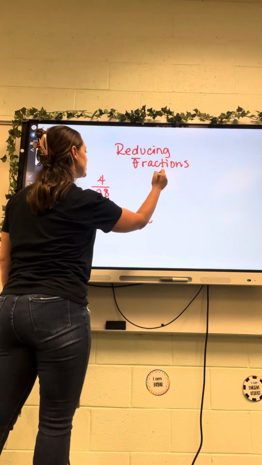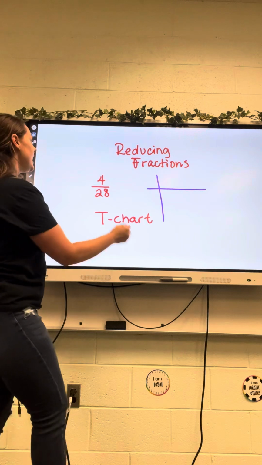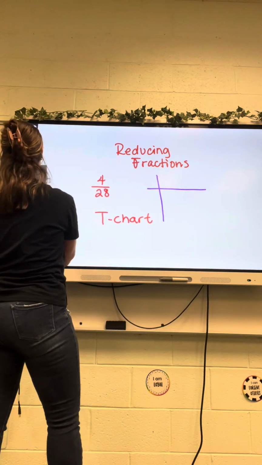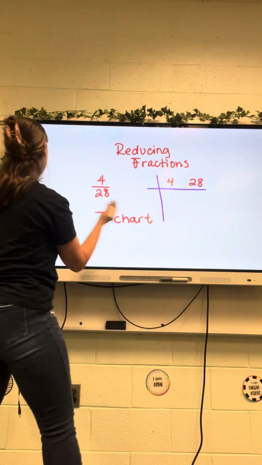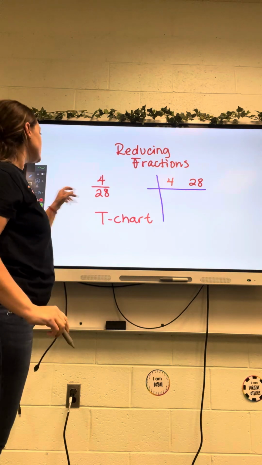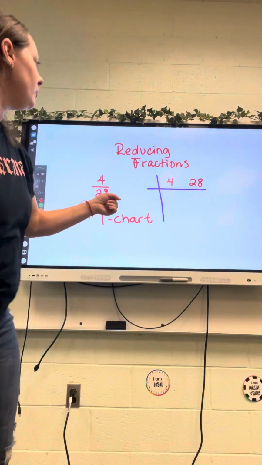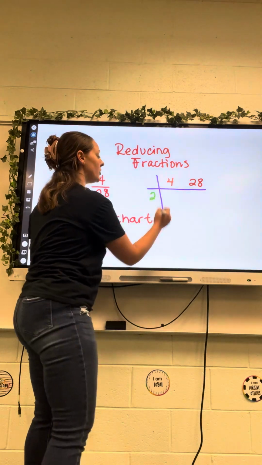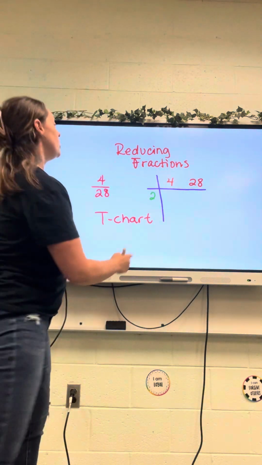So what you're going to do is create a lopsided T, take your fraction and place the numbers in here. So I have 4 and 28. Cool. Down here on the side, you're just going to look at the numbers and ask, what number do I know can equal 4 and 28? They're both even, so 2 can equal that. And that's okay to start low. You'll see what happens. So we have 2.